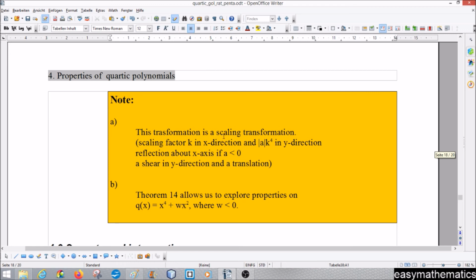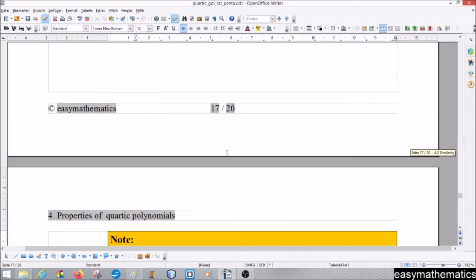This transformation is a scaling transformation. We have a scaling factor k in x direction, and a times k to the power 4. There are some absolute values in the y direction, and if a is less than 0, we have a reflection about the x-axis. And we have also a shear in the y direction and a translation.